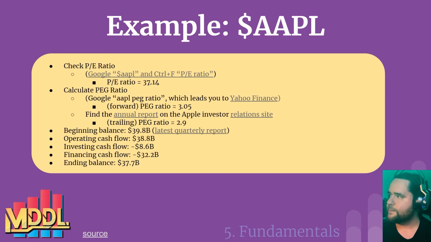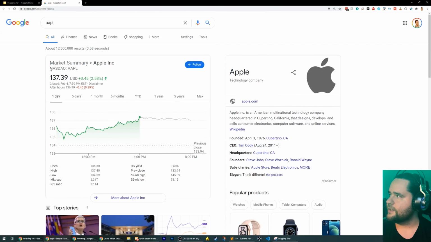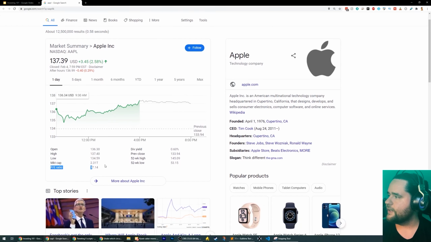And spoiler alert, the PE ratio is 37.14 right now. And you can get this pretty easily by just Googling AAPL, which is the stock ticker symbol. And if you look down here, you see the PE ratio. And it's very convenient that you can find it that easily.